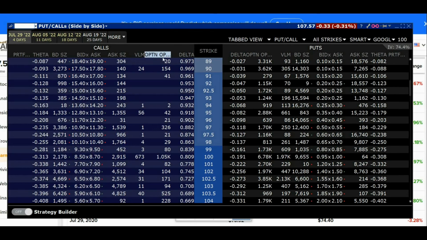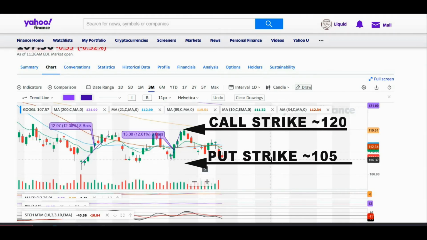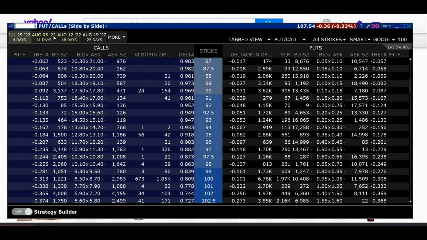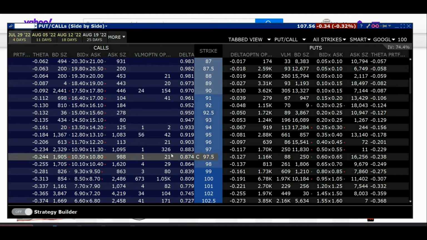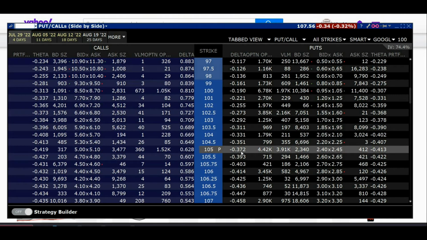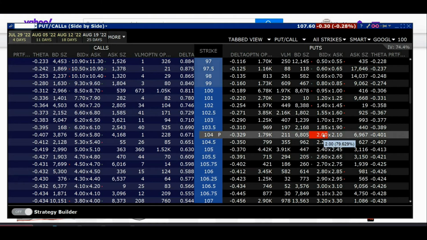Now that I have a pretty good idea of where I want those strike prices to be, 105 for the put and about 120 for the call, I'm now going to go into the option chain here. This is for Alphabet, 4 days to expiration. Let's go to 105 here. So this gives me a delta of negative 37. So maybe I'll go 104 just to play it a little bit safe.